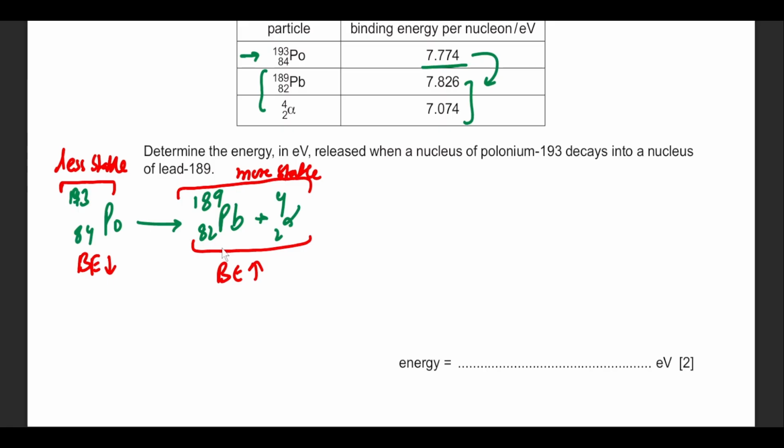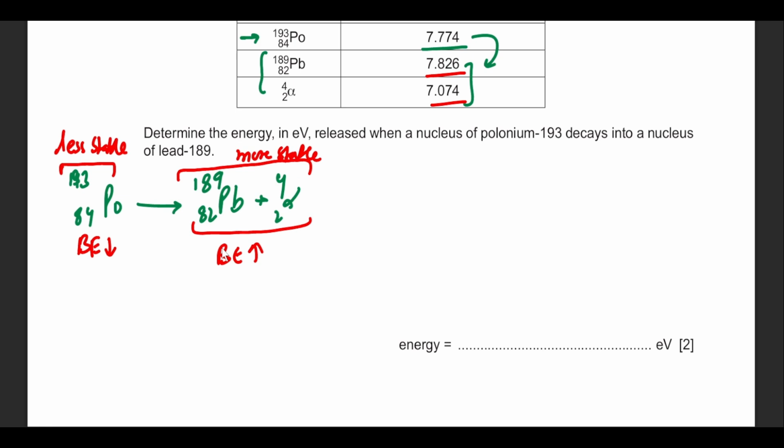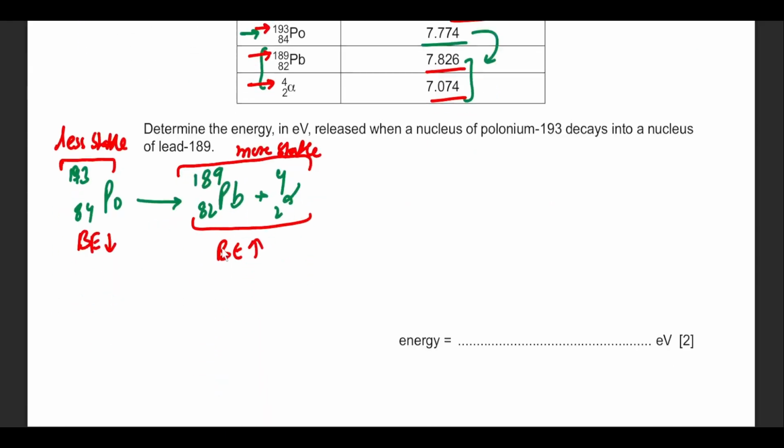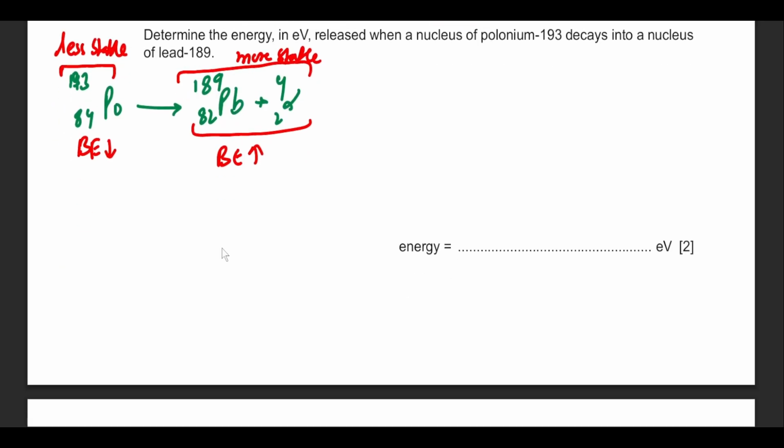Binding energy, if you simply add these numbers together, it will give you an idea. But anyways, we're not going to do that because it's binding energy per nucleon, if you remember. There are 193 nucleons in PO, 189 in lead, and 4 in alpha. So the energy released will be something like this.